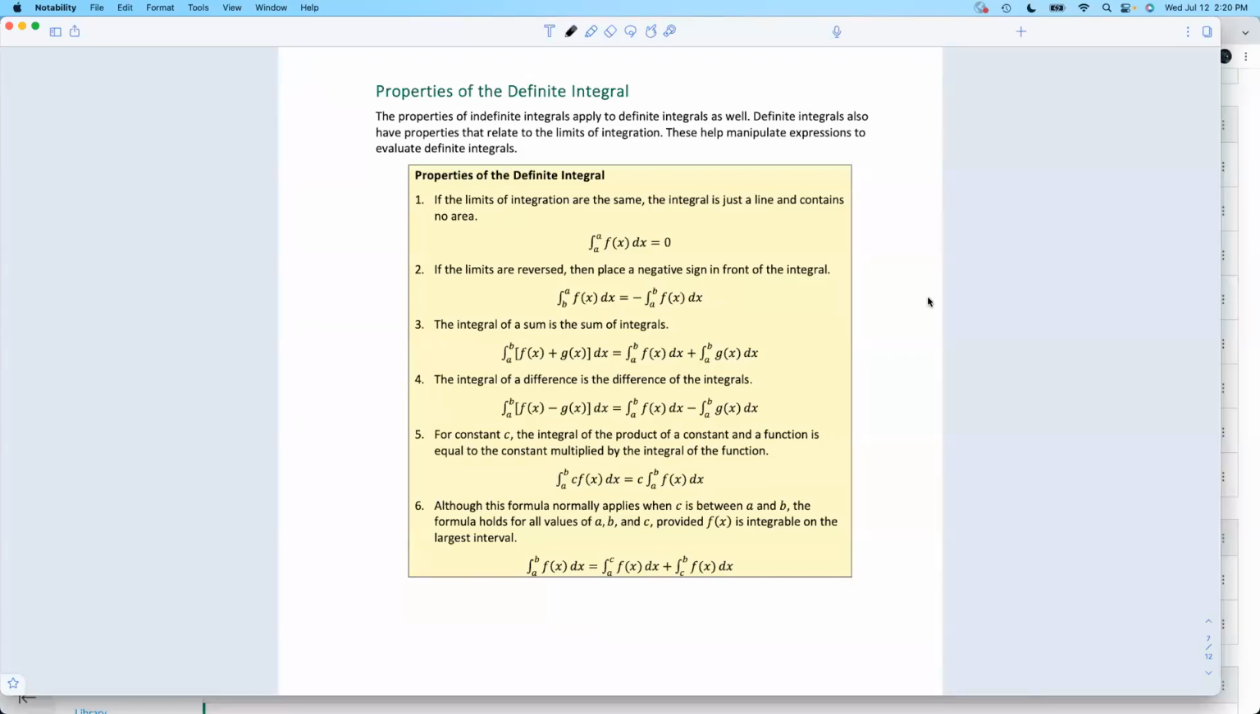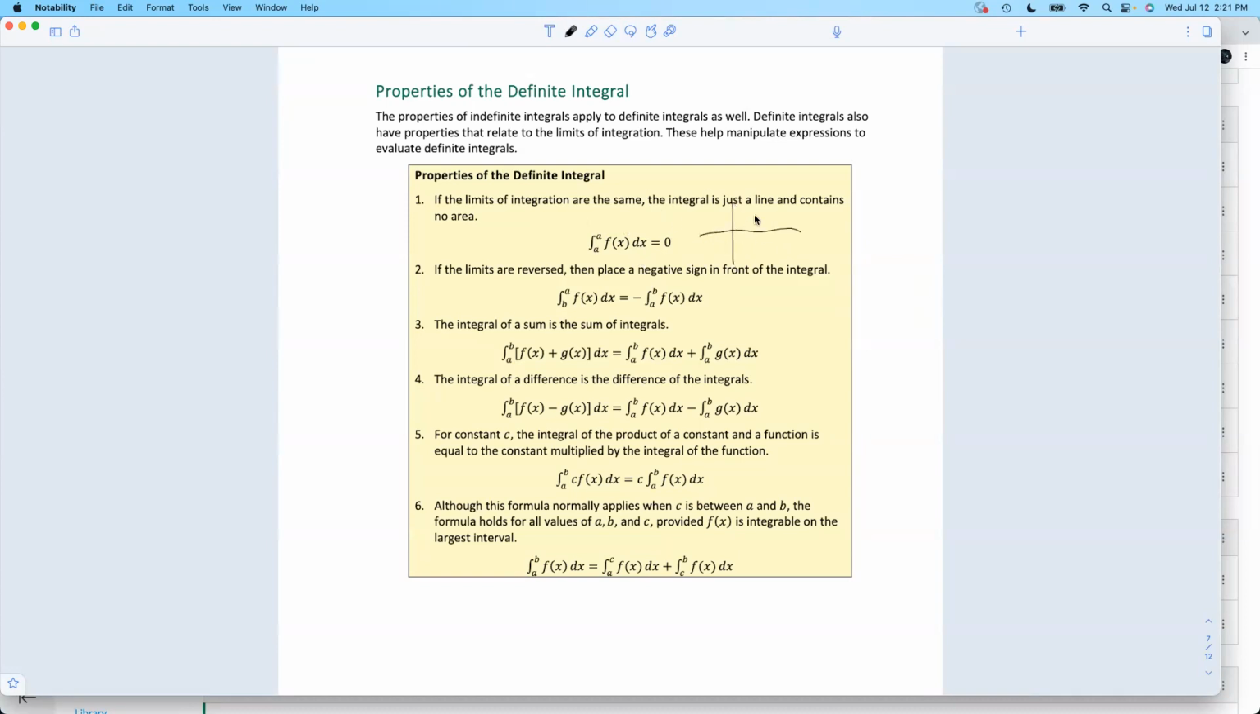Okay, some properties of definite integrals. You just have to know all these. You have to be intimately familiar with all of these properties. The first one says the area under a single point is 0.